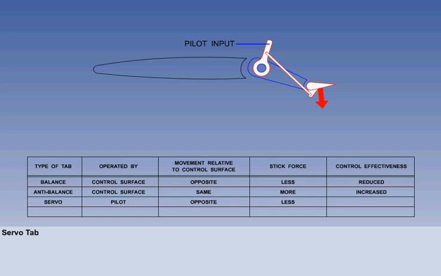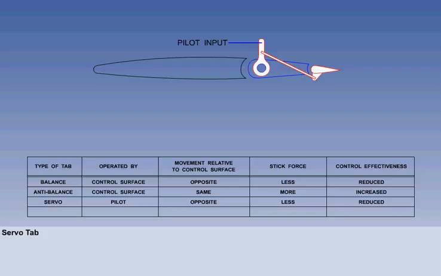Because the pilot is only moving the servo tab into the airflow, the hinge moment, stick force and feel are reduced. If the aircraft has powered flying controls and a hydraulic failure occurs, a servo tab can be used for what is called manual reversion. That is, the pilot will still be able to move the servo tab and hence the control surface even at high IAS and maintain control of the aeroplane.